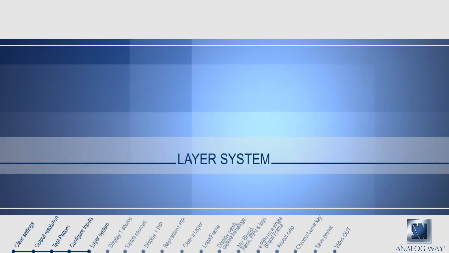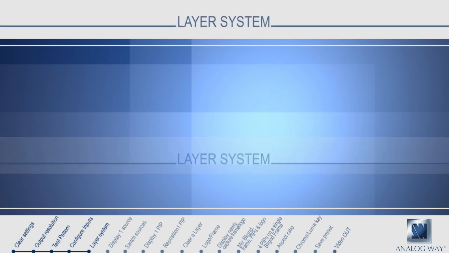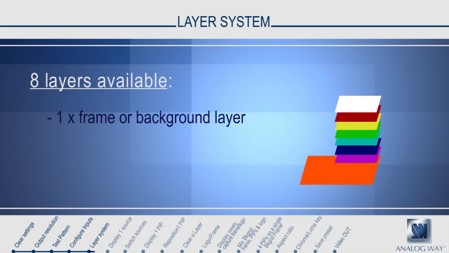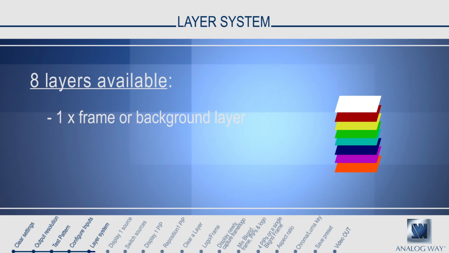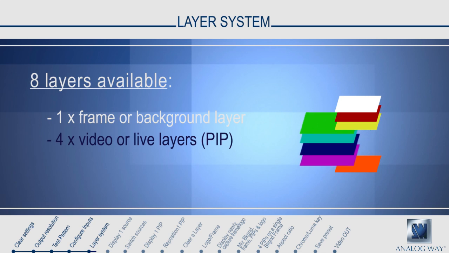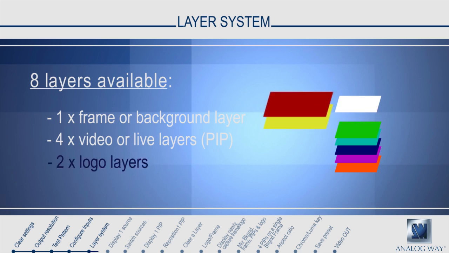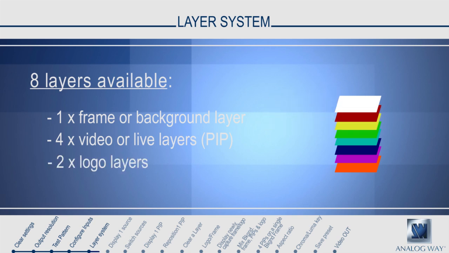The layer system. The DVentiX II has 8 layers available. 1 frame or background layer, which can be used to display captured frame sources. 4 live video layers, labeled A, B, C, and D, to be used as full screen sources or PIPs. 2 logo layers, which can be used to display company emblems. And 1 mask frame layer.